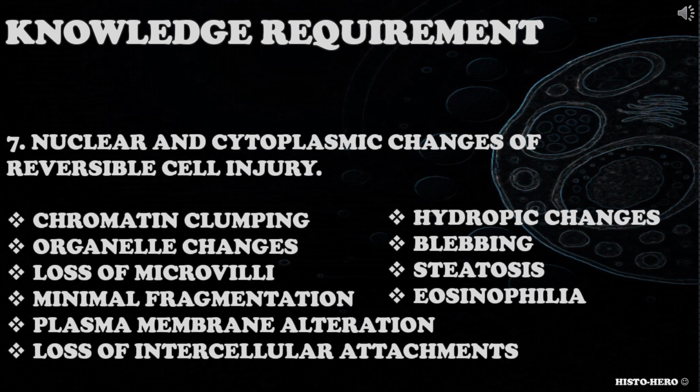The seventh knowledge requirement is for you to know the nuclear and cytoplasmic changes of reversible cell injury. What are the nuclear and cytoplasmic changes of reversible cell injury? Consider chromatin clumping, hydropic changes, blebbing, loss of microvilli, steatosis, eosinophilia, organelle changes like dilation of endoplasmic reticulum, detachment of ribosomes or mitochondrial swelling, plasma membrane alterations, loss of intercellular attachments, minimal fragmentation.